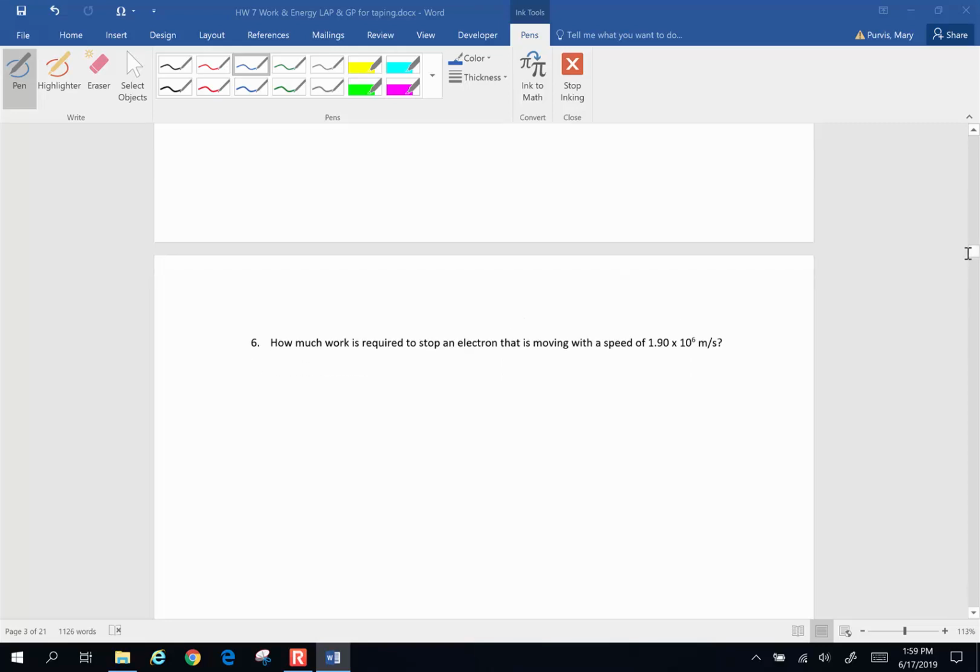All right, number 6. How much work is required to stop an electron that is moving with a speed of 1.9 times 10 to the 6th meters per second? When we're talking about work required to stop it, the work to stop it is going to be equal to the kinetic energy that it has. We have to put in as much work as the little electron has in order to make it stop. So we actually have to determine the kinetic energy that the electron has.